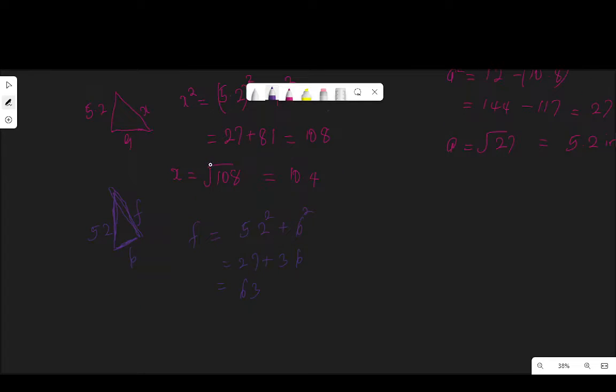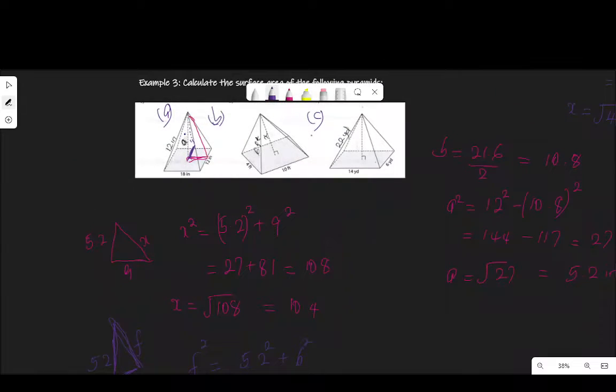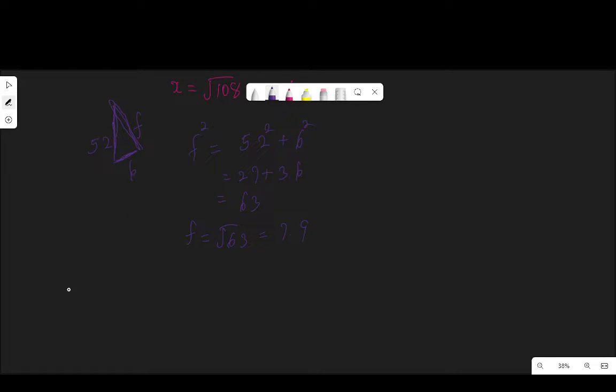And square root of this is supposed to be F squared. Square root of 63 is 7.9. So F is square root of 63, which is 7.9. So the back and front faces of the triangle, their height is 7.9. So with that, let's get the surface area of the pyramid. Starting with area of the rectangular base.